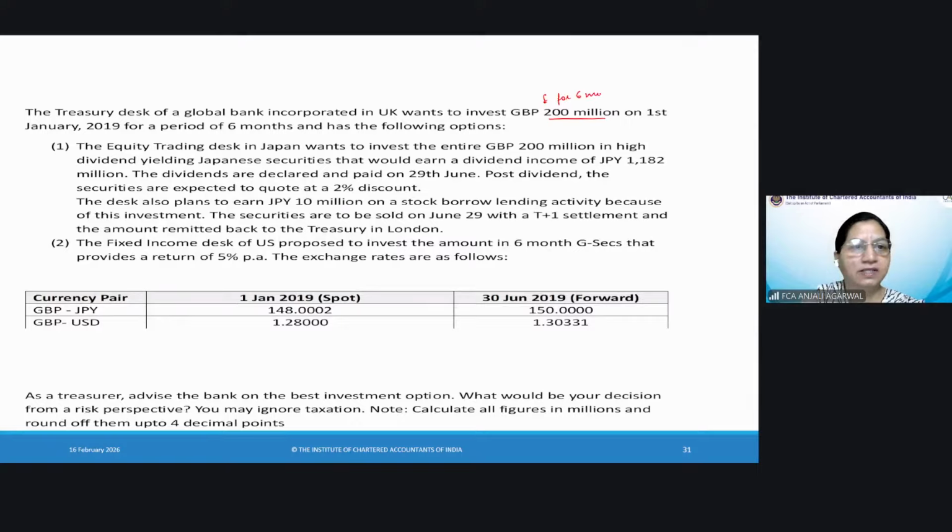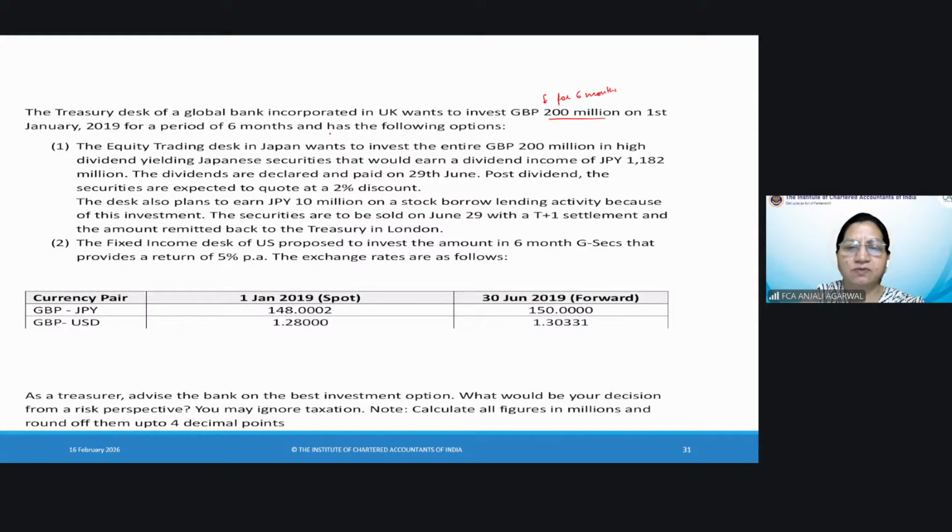Now, when you say that the treasury desk is looking at this option, you have to look at the fact that the treasury will make the best decision as far as the returns are concerned. So the purpose of treasury is to give maximum returns and remain safe.